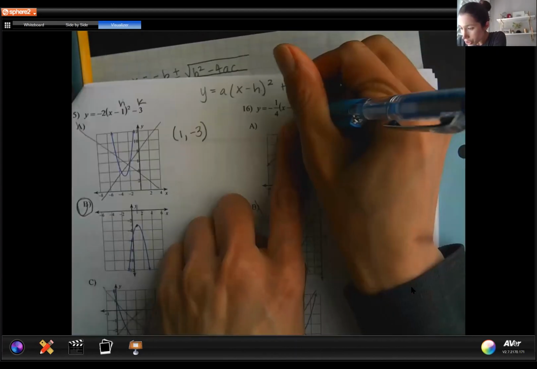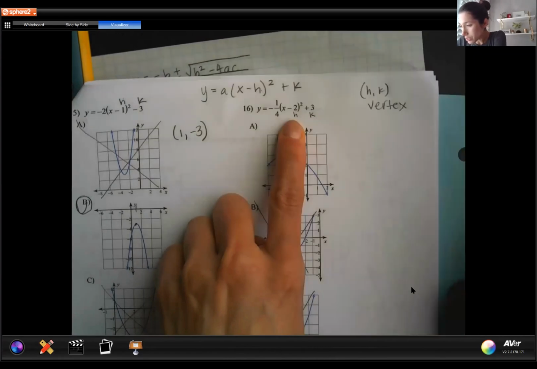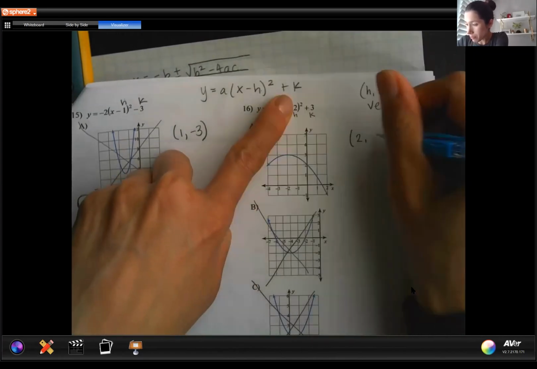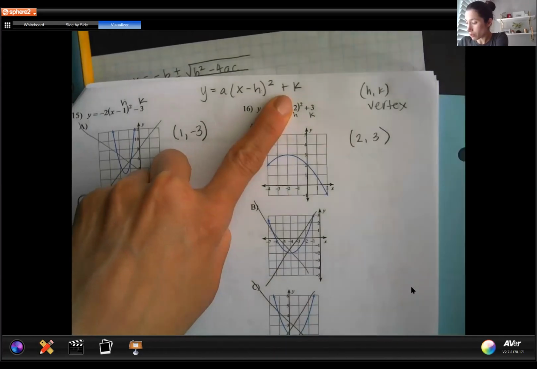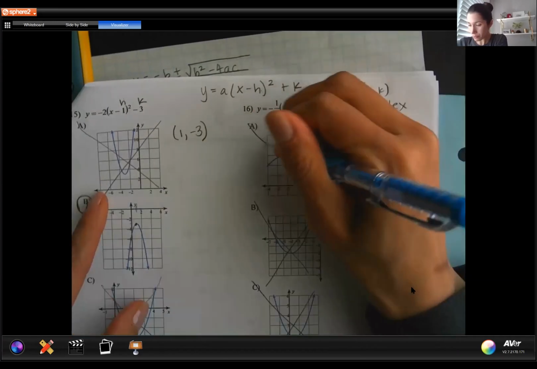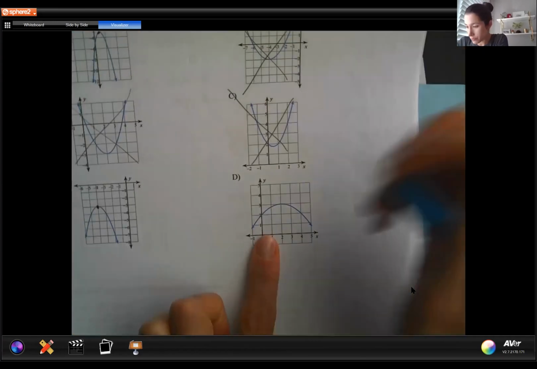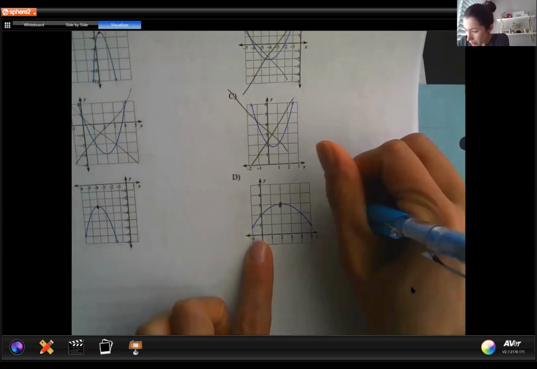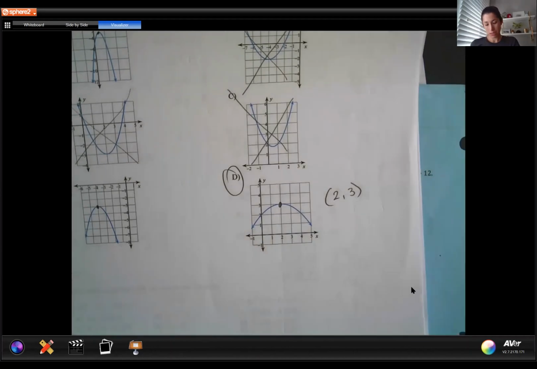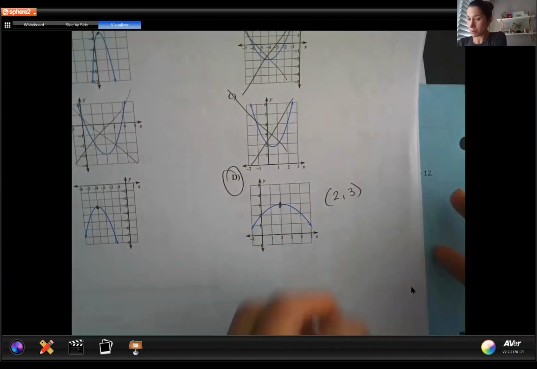This is your h, this is the k. So x minus h would be 2, +3. So we're looking for the graph that has a vertex at 2, 3. Well, this one's -2, 3, so that doesn't work. And then this one is +2, 3. So this one is the correct one here. And we just have a few more problems.